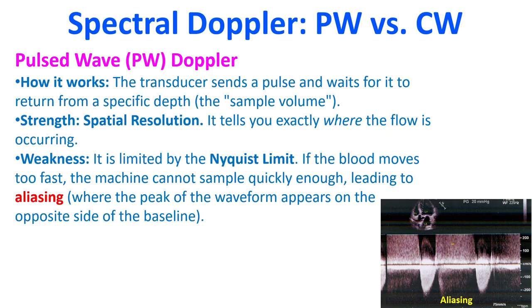But the weakness is, it is limited by the Nyquist limit. If blood moves too fast, the machine cannot sample quickly enough, leading to aliasing, where the peak of the waveform appears on the opposite side of the baseline.